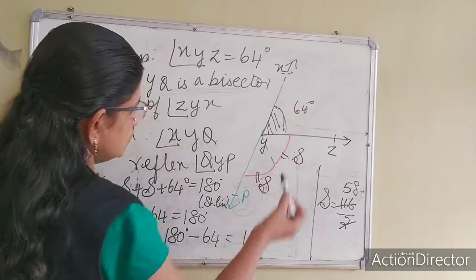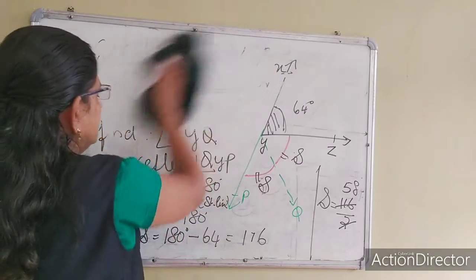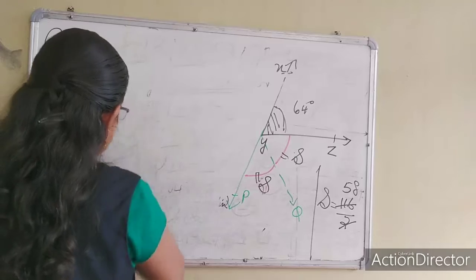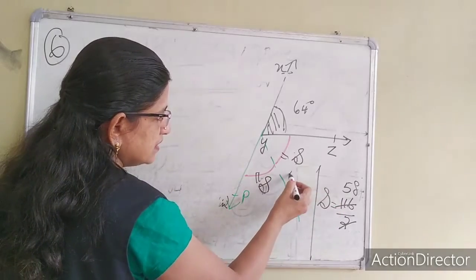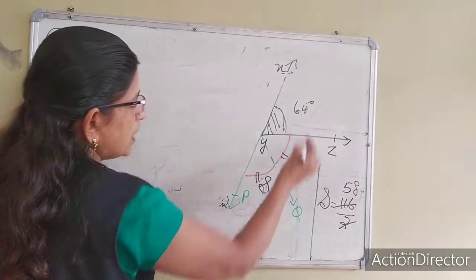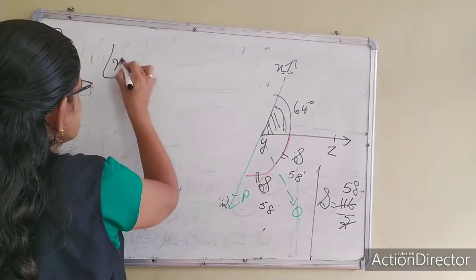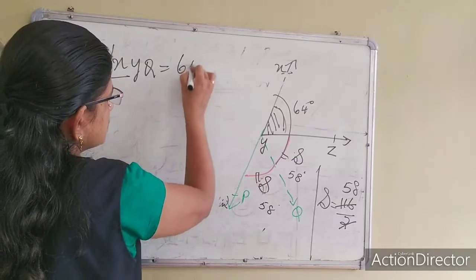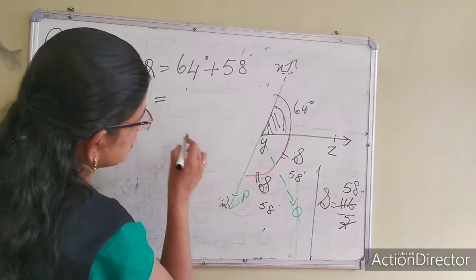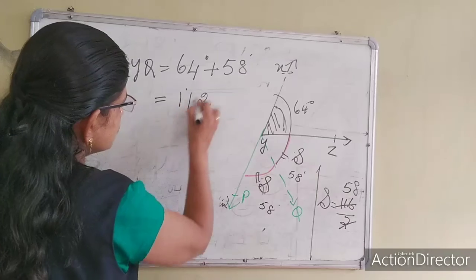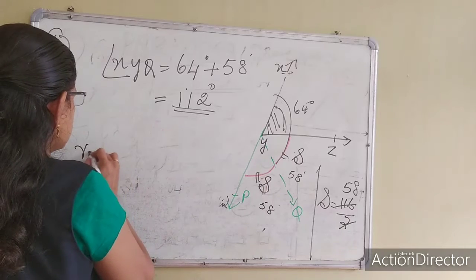Now what is XYQ? You have to find XYQ. So by looking at the figure, you are able to understand. Now I have found the angle S as 58 degree. So you have to find XYQ, this whole angle you have to find it now. So angle XYQ is equal to 64 plus 58, which is equal to 112 degree.